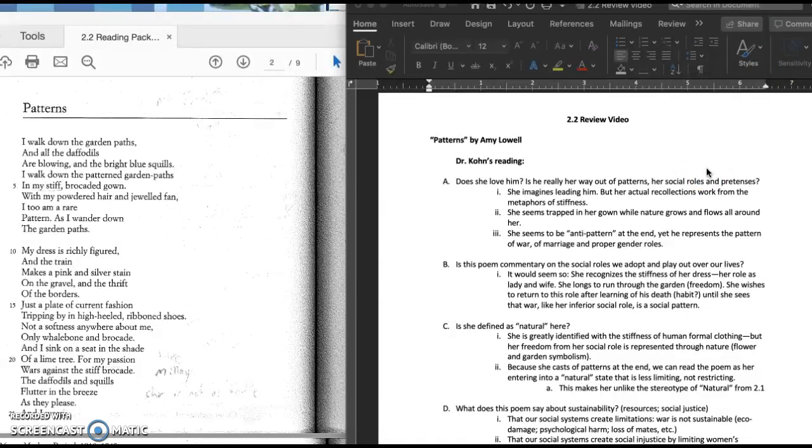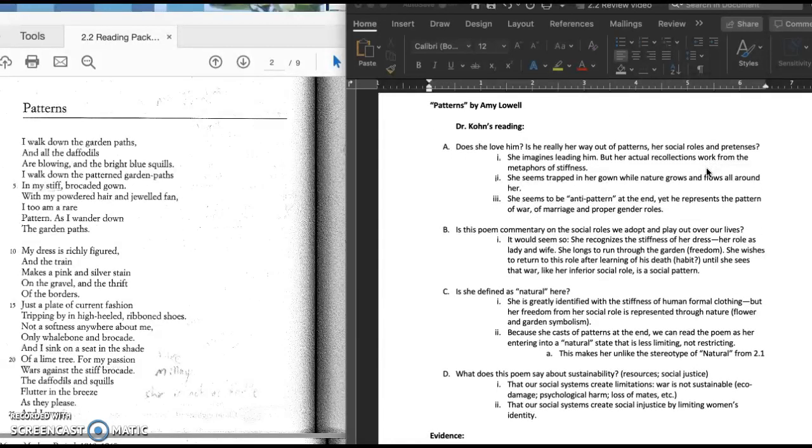Lowell, a very well-known poet from the early 20th century, also a relative of another very famous poet, Robert Lowell, from the 1950s and 60s, if you're curious. So this poem, Patterns, I thought would be easiest to approach maybe by just answering some questions.